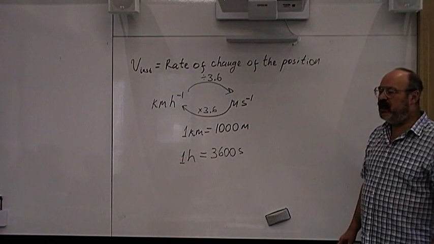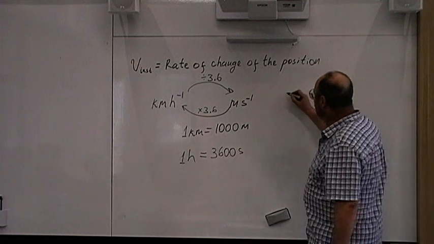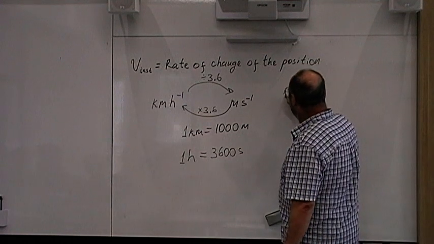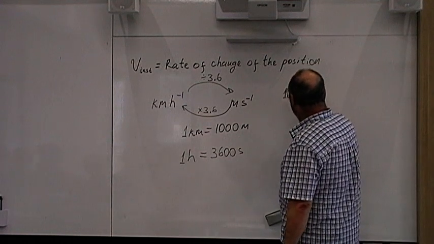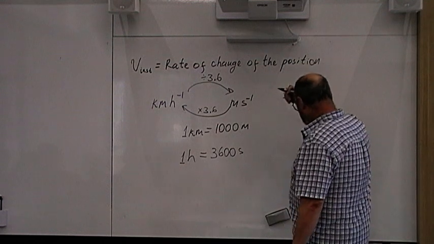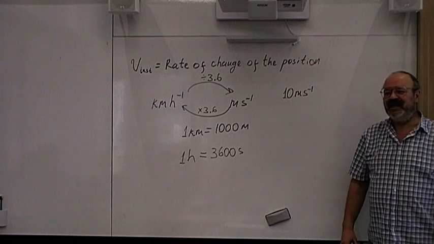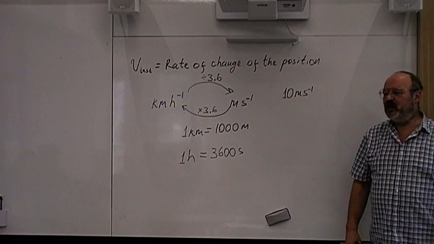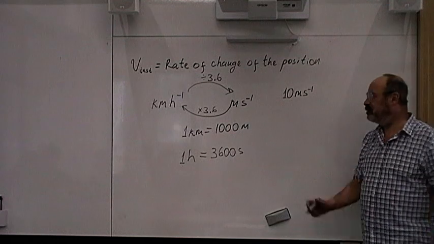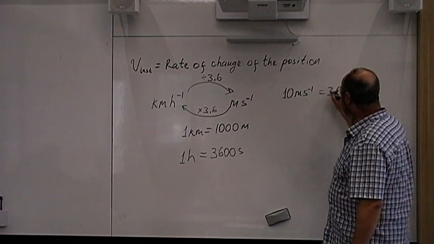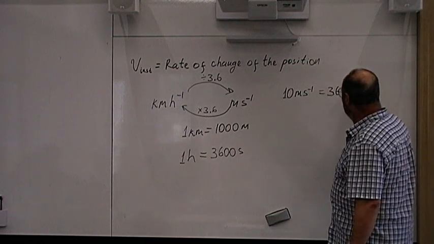So let's say you're running at 10 meters per second, close to the world record. What will it be in kilometers per hour? 36. That will be equal to 36 kilometers per hour.